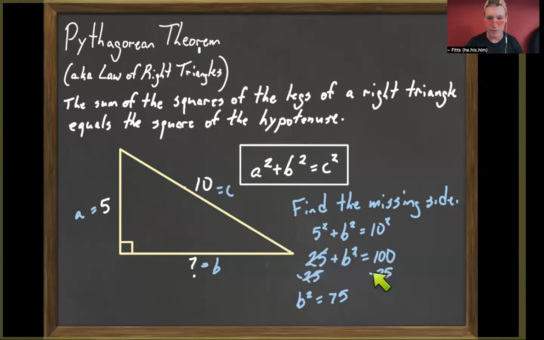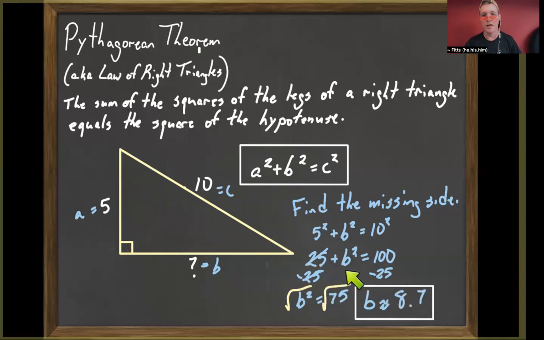We then subtract 25 from both sides. So we have to do a little algebra here. You're going to get B squared equals 75. Take the square root of both sides. And B is approximately equal to 8.7.